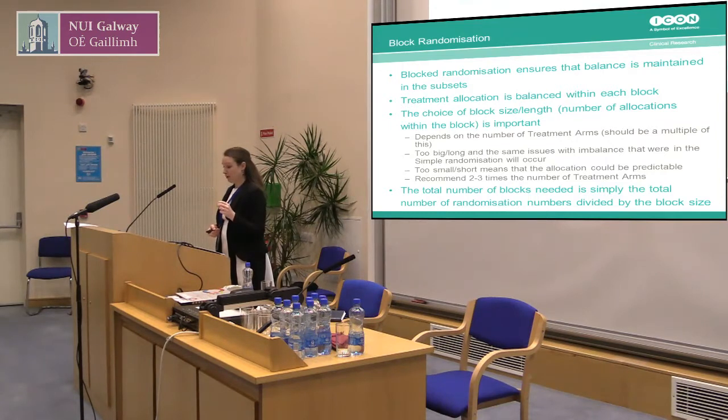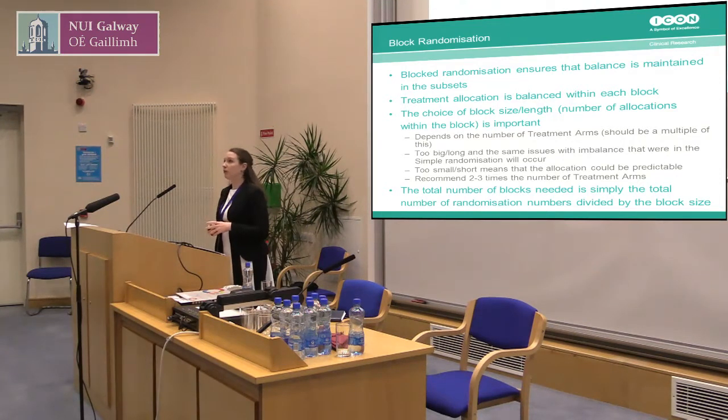If it's too short, though, it could be predictable. If you have 2 treatment arms and a block size of 2, well, you know the first person got something, but you know the second person definitely got something different. Now, you may not know which way round that is, but you do know something about the drug effect of those 2 patients, and that is a partial unblinding of the trial and could lead to those patients needing to be withdrawn from the trial. So you have to find that balance between practicality and predictability.